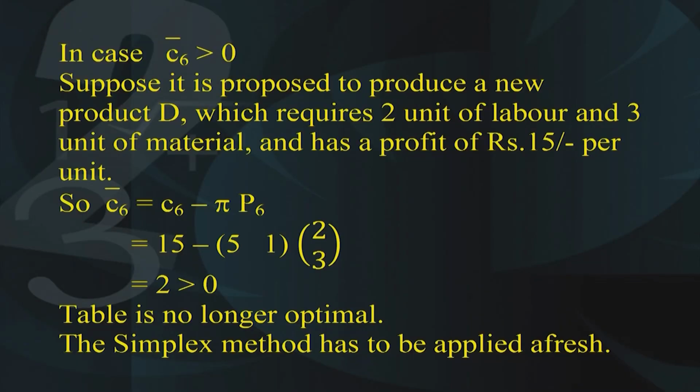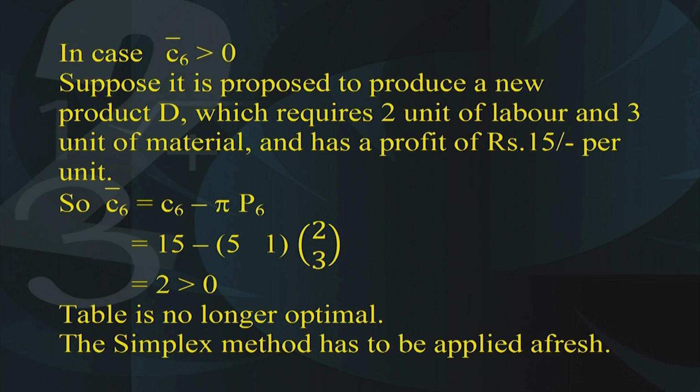Now, on the other hand, it might not be so always. Suppose C6 bar is greater than 0. Then that means the solution is not optimum any longer.